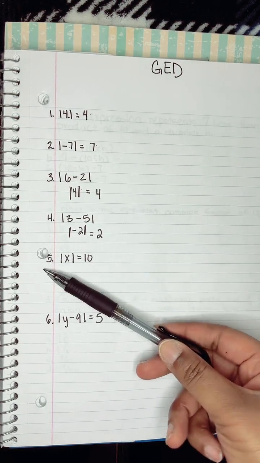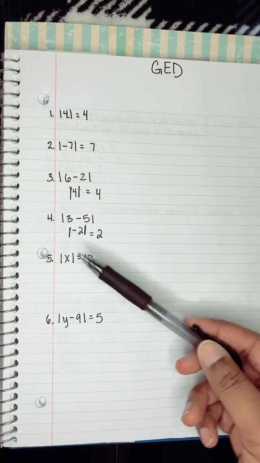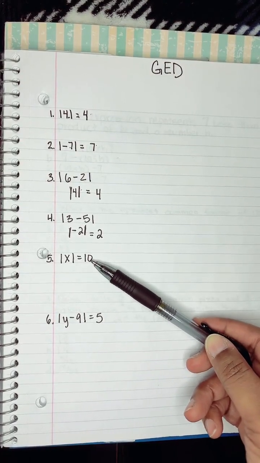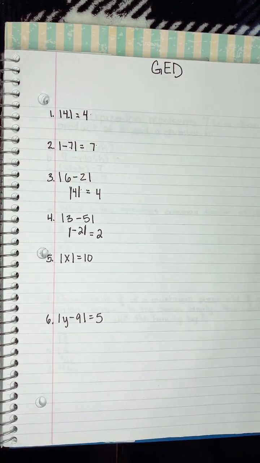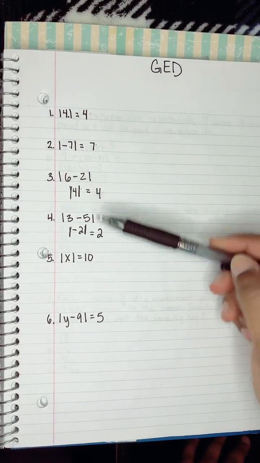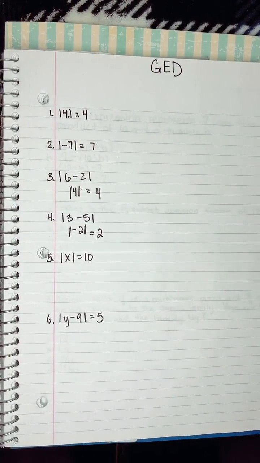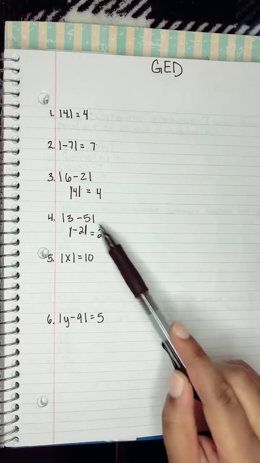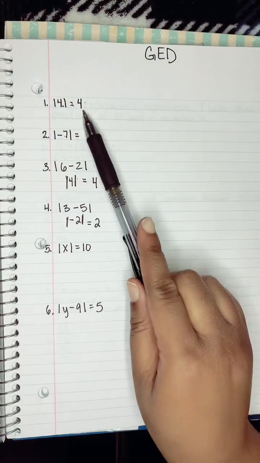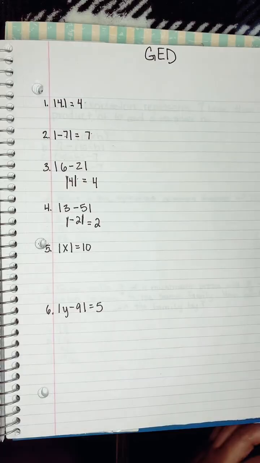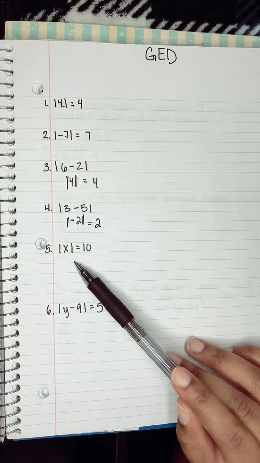So number 5 says the absolute value of x equals 10. Is absolute value always positive? Well, when you have numbers like this, it depends because they do some trickery ones. But in examples like this, yes, it will always be positive. But let me show you when it comes to an equation.